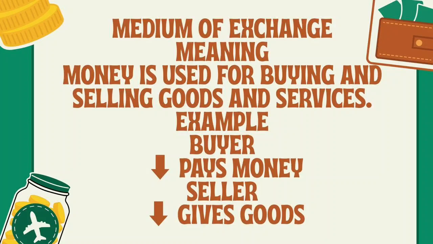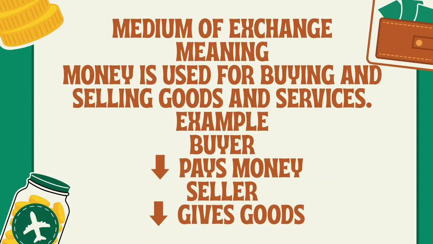So, in the board exam, if the question is of 3 marks and it asks to explain medium of exchange, don't just write the definition. Add one example, like buying groceries, paying school fees, or ordering food online. This makes your answer stronger.